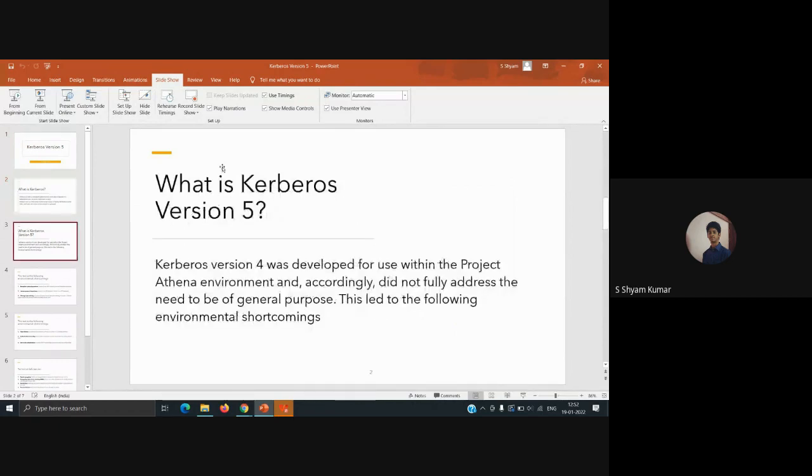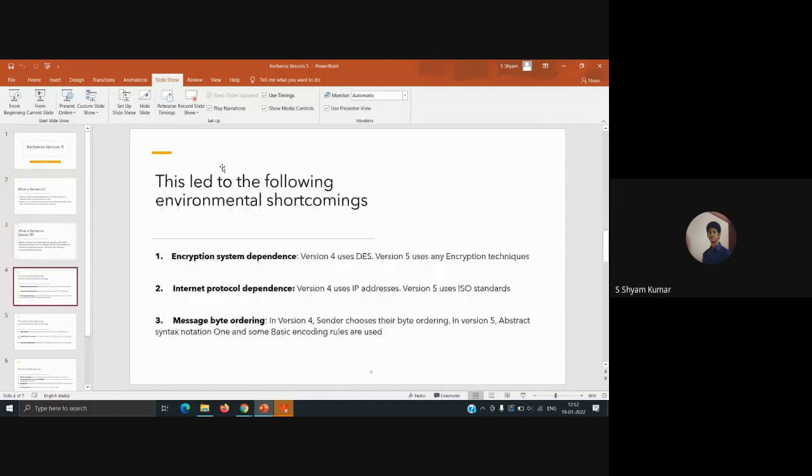Actually, Kerberos version 4 was developed for use within the Project Athena environment, and accordingly, it did not fully address the need to be of general purpose. There were actually two kinds of limitations. One is environmental shortcomings and the other is technical deficiencies. First, let us go through the environmental shortcomings.